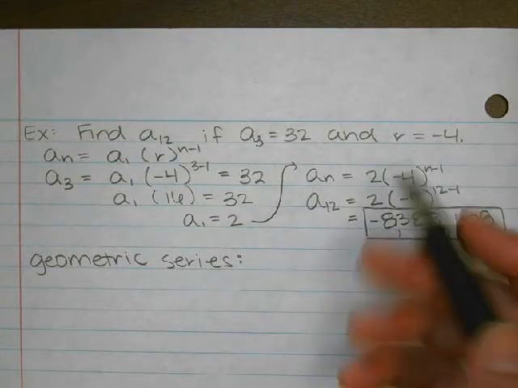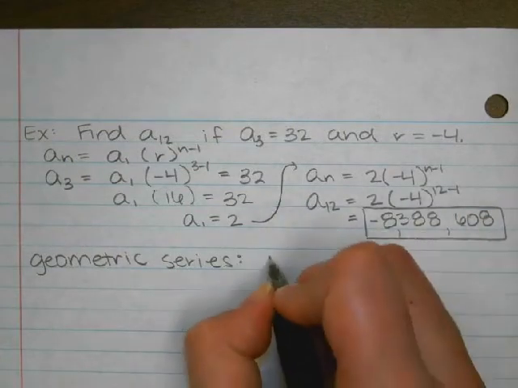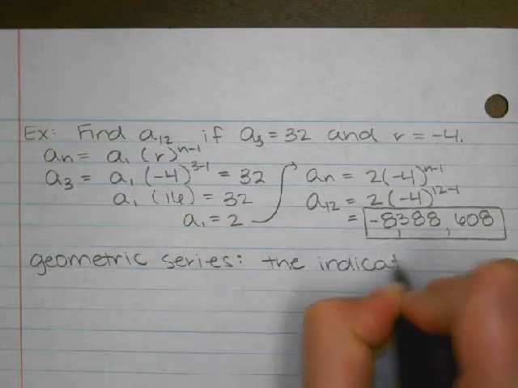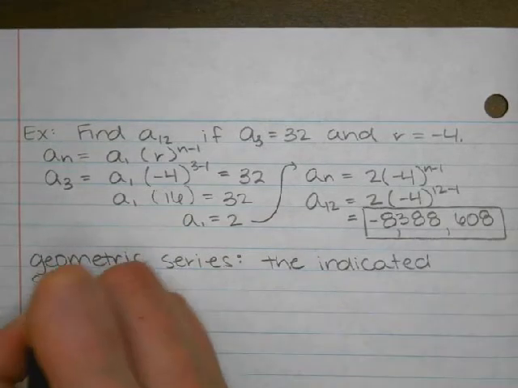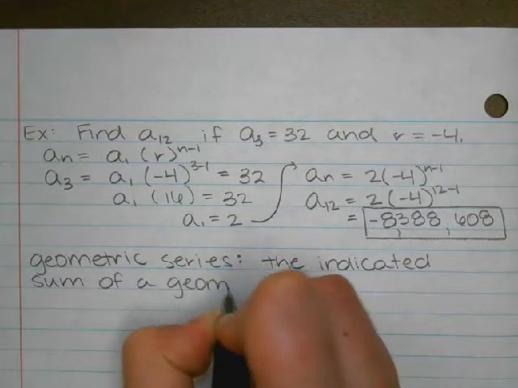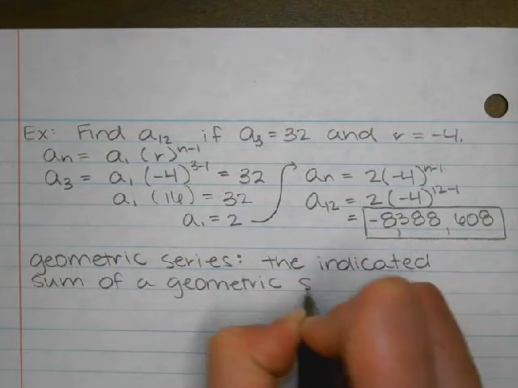So a geometric series is the indicated sum of a geometric sequence.